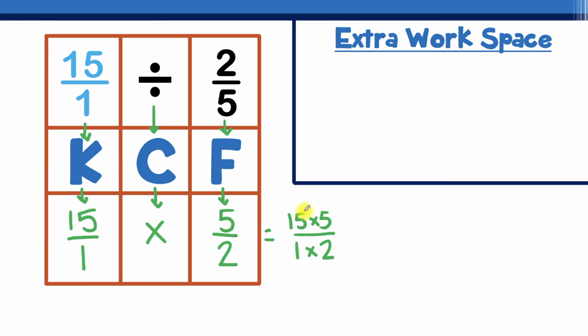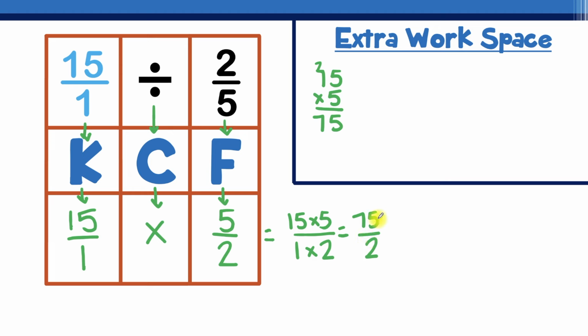In case you can't do 15 times 5 mentally, I always like to have a workspace somewhere. So we'll write 15 times 5. 5 times 5 is 25. I'll bring down the 5 and carry the 2. Now we've got 5 times 1, which equals 5. Plus this 2 here will give us 7. So 15 times 5 equals 75. And that is our new numerator. In the bottom, we've just got 1 times 2, which equals 2.